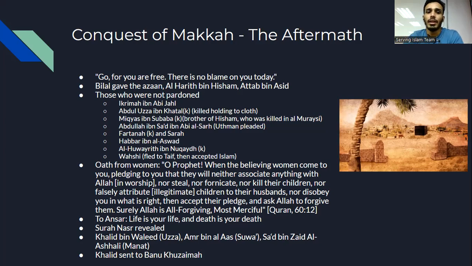was also forgiven. And then Fatana and Sara, these two were girls who used to sing against the Muslims, against Muhammad and also against Islam. So Fatana was killed and Sara was spared. And Habbar bin Aswad, anyone remembers Habbar bin Aswad?